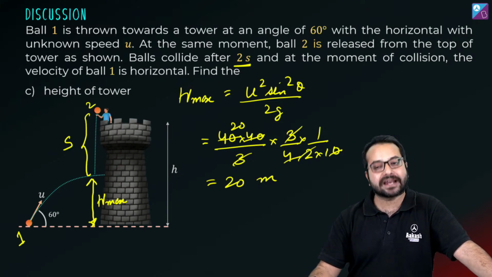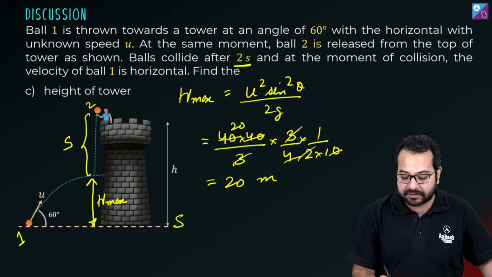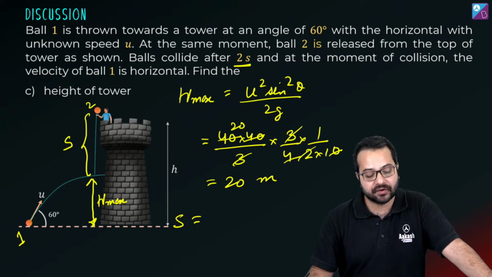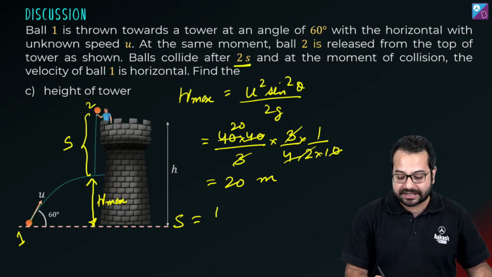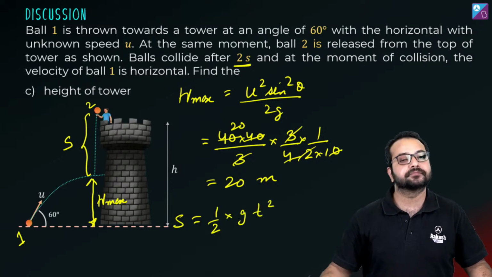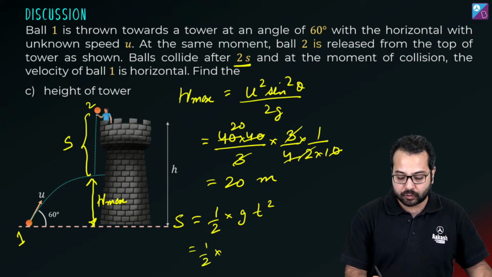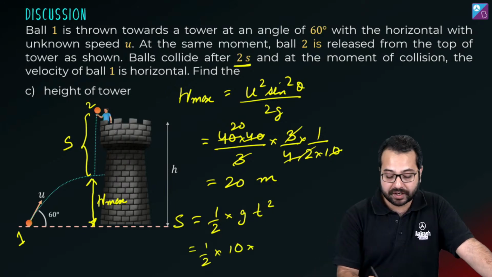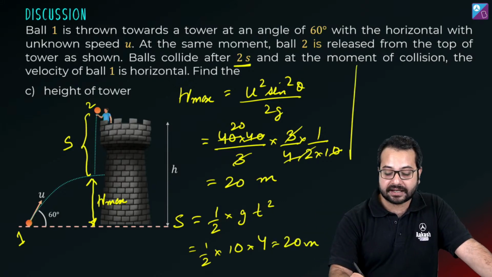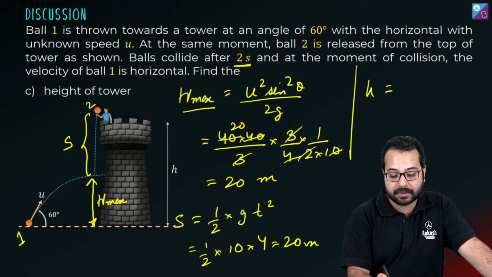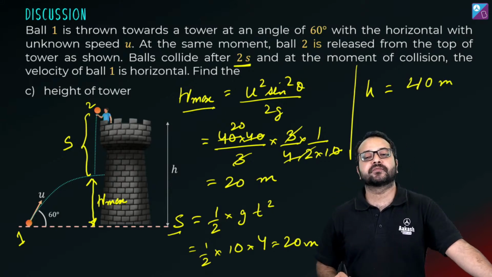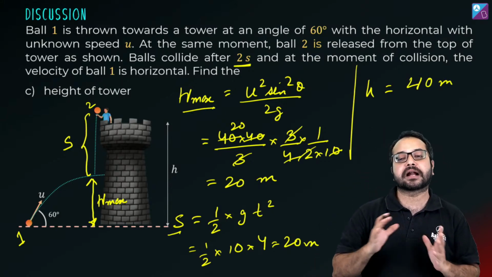Now let's talk about the second particle. The second particle is just released. If the second particle is released, then its displacement is simply going to be half g t square. So this is going to be half into 10 into t square, and t square is 4. So this gives us 20 meter, which means that the height of the tower is going to be h max plus h, which is 40 meter. Is that correct? Okay, so this we have solved from the ground frame.